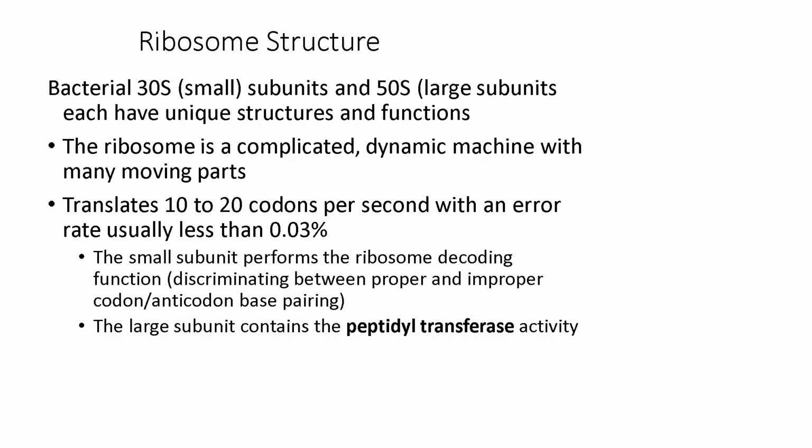The bacterial ribosome consists of a 30S small subunit and a 50S large subunit, each with distinct structures and functions. The ribosome is a dynamic and precise machine capable of translating 10 to 20 codons per second with an error rate of less than 0.03%. The small subunit is responsible for decoding mRNA by verifying proper codon-anticodon pairing, while the large subunit carries out peptidyl transferase activity, forming peptide bonds between amino acids.